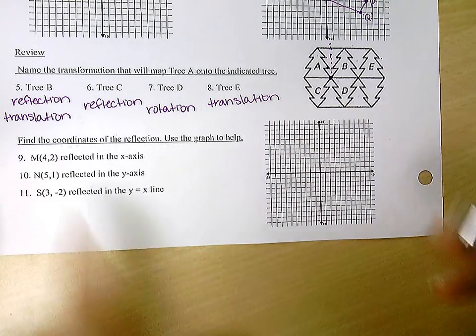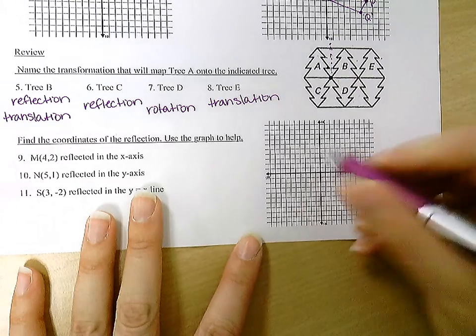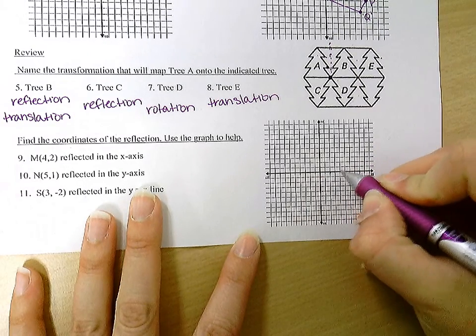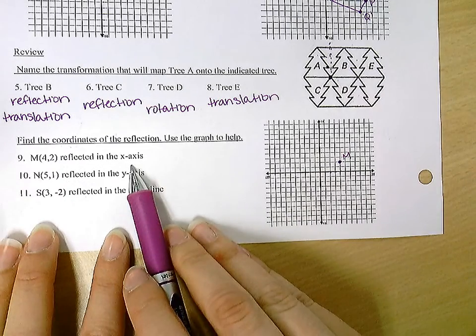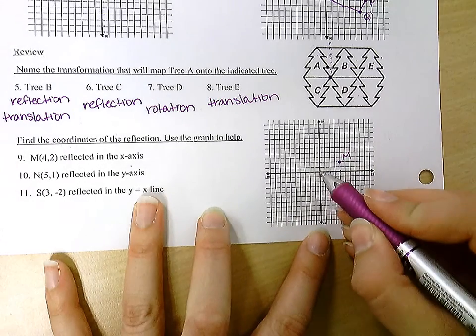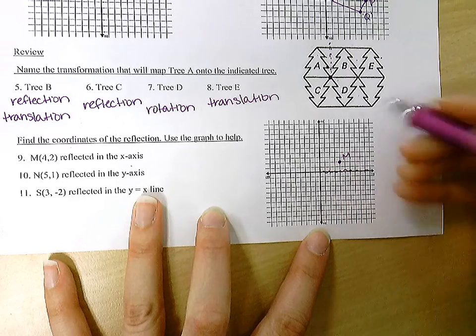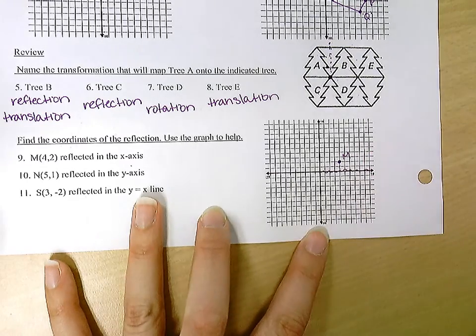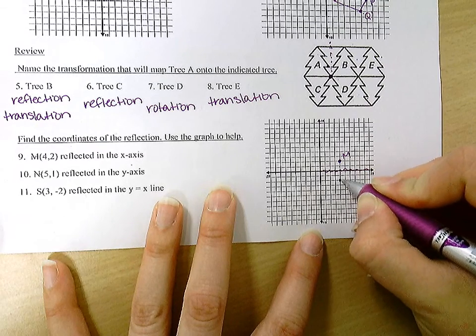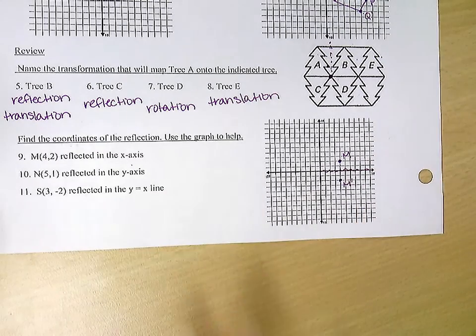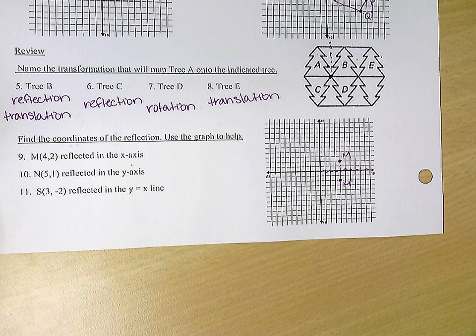So we can plot this point M at 4, 2. Okay, and we want to reflect that in the x-axis. Okay, well, this is your x-axis right here. It's 2 away from that x-axis, so we'll go 2 further. And that would be your point M prime. Okay, that's what that graph is for.